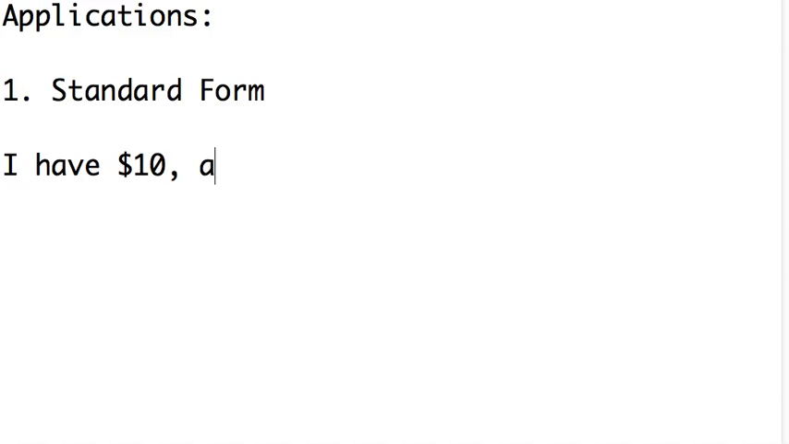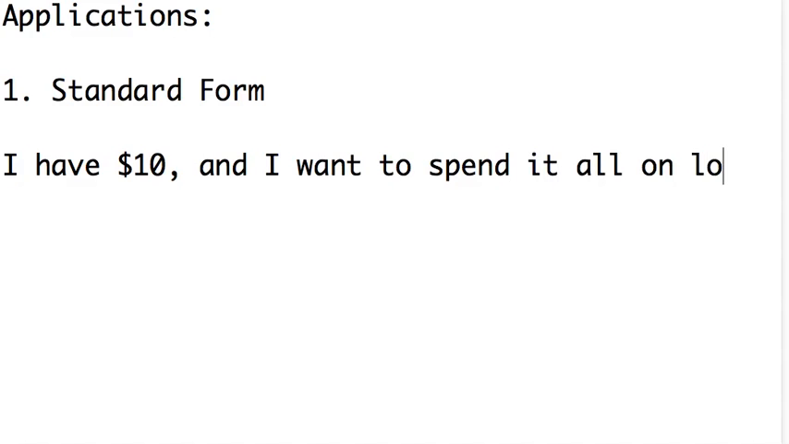Linear equations. So let's look at a couple of ones. First, let's see how we can use standard form in applications. So let's consider the following problem. I have $10 and I want to spend it all on lottery tickets. And I have two favorite lottery tickets.